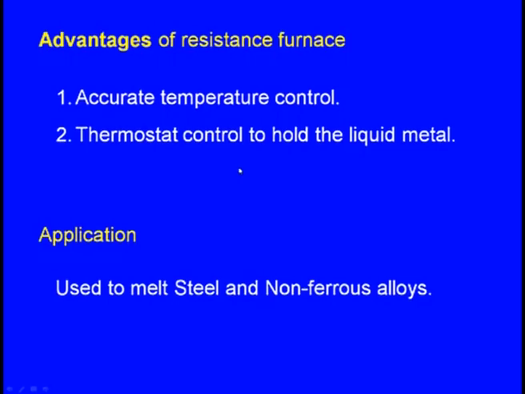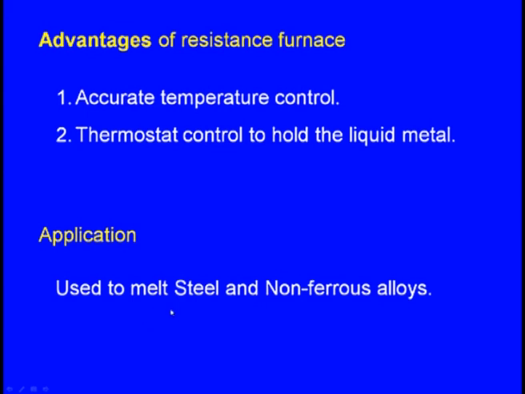There will be a resistive element kept inside the furnace, and when we pass the electric current, that will be heated up, and that heat will be utilized to melt the charge. These are the advantages of resistance furnace. Accurate temperature control is possible because we keep the thermostat control to hold the liquid metal. Sometimes we add certain additives or make some modifications to the molten metal. We add certain things like grain refiners or alloy additions or inoculants.